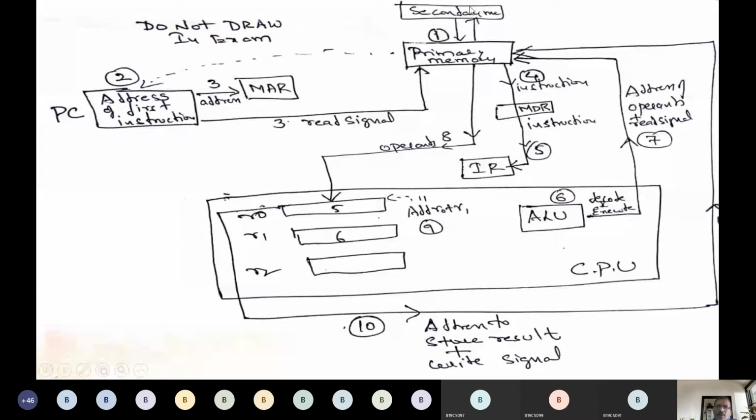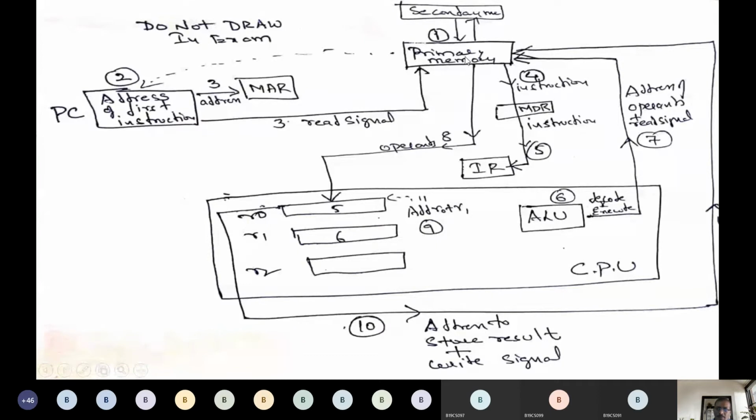So the program is loaded from secondary memory to the primary memory. Next, the first instruction needs to be loaded here. Remember, this is the memory part. This is the CPU part. The entire rectangular box we call the CPU, central processing unit. So the first instruction loads from primary memory, and it needs to be executed by the ALU.